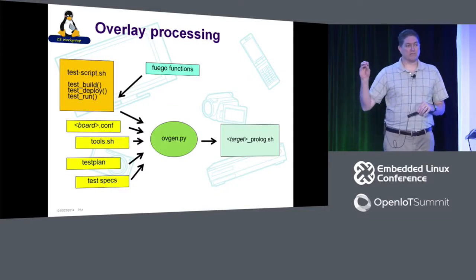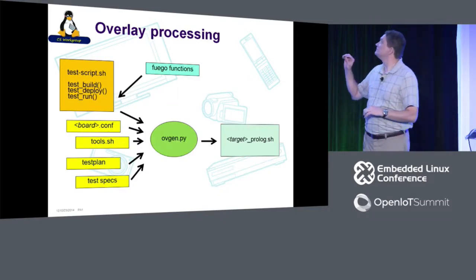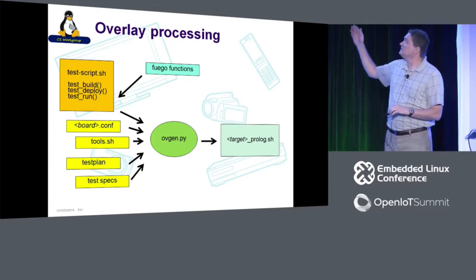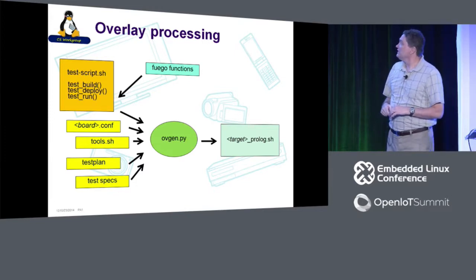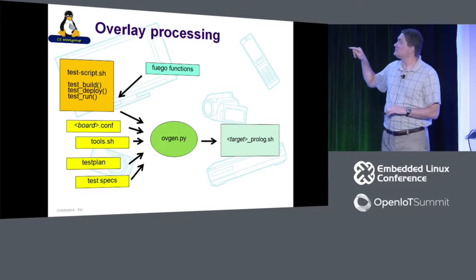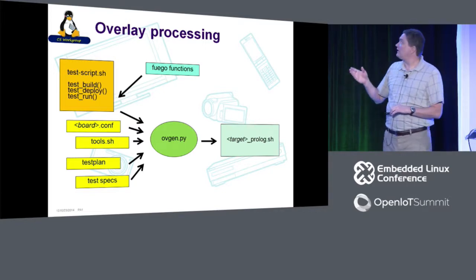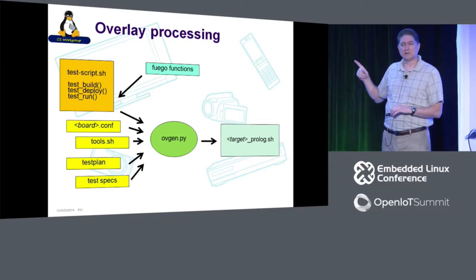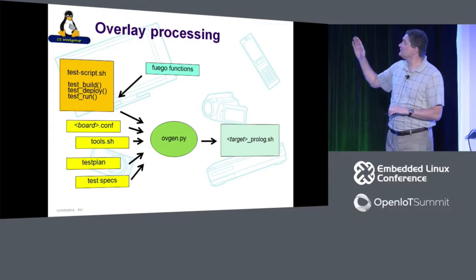There's a bunch of Fuego functions that have the communication and the control of the tests. Those are pulled into the test script up there, the orange thing. And then there's a bunch of other things that feed information to the system: a board.conf file, the tools.shell, which has the information about the platform or the SDK that you're using, and then a test plan and test specs.